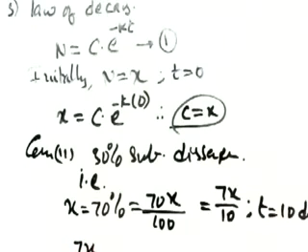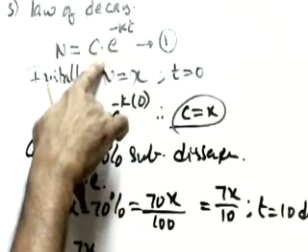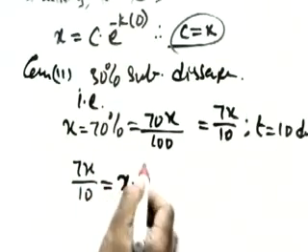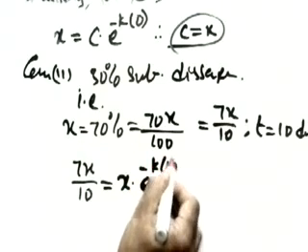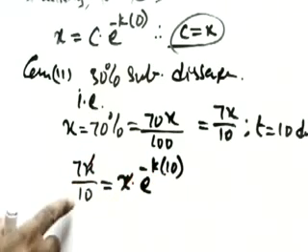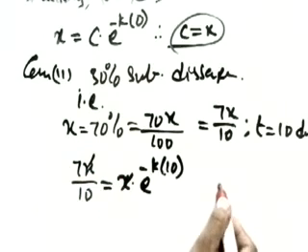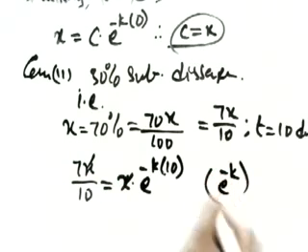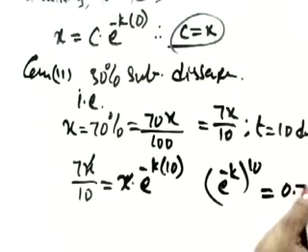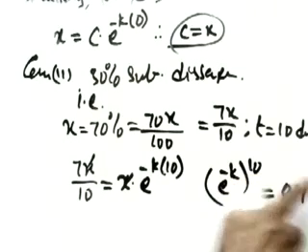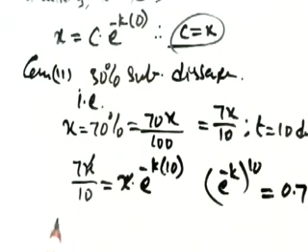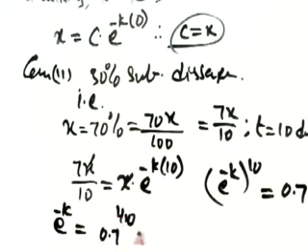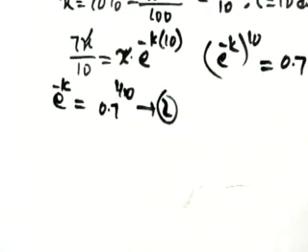Now let me substitute again in the formula n. n is 7x by 10 equals c, and c we have here as x, so x into e power minus k into t, with t being 10 here. See, x will get cancelled. Let me write 0.7. We can write e power minus k into 10 equals 0.7. Now if we bring this 10 here, it will be 1 by 10. So we'll get the value of e power minus k equals 0.7 power 1 by 10. Now let me note this as 2. Now case 3 will be the question.